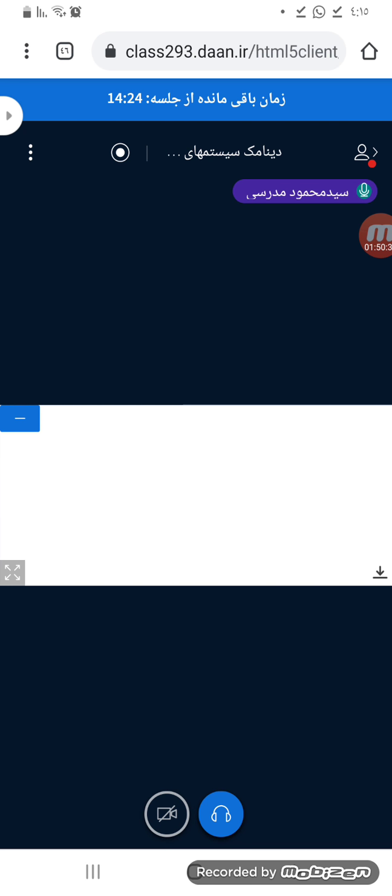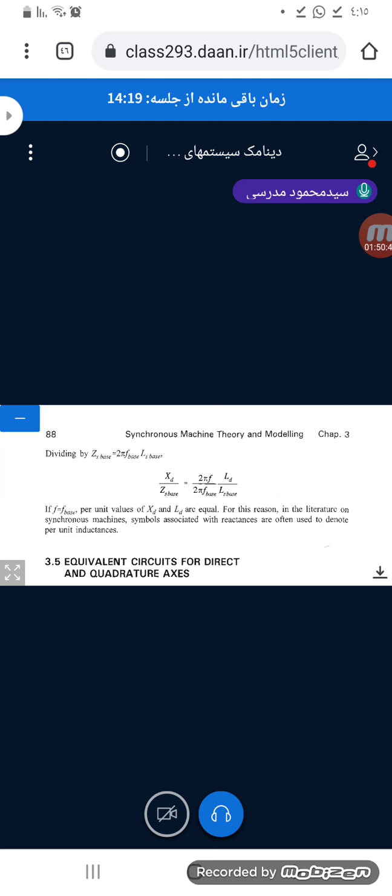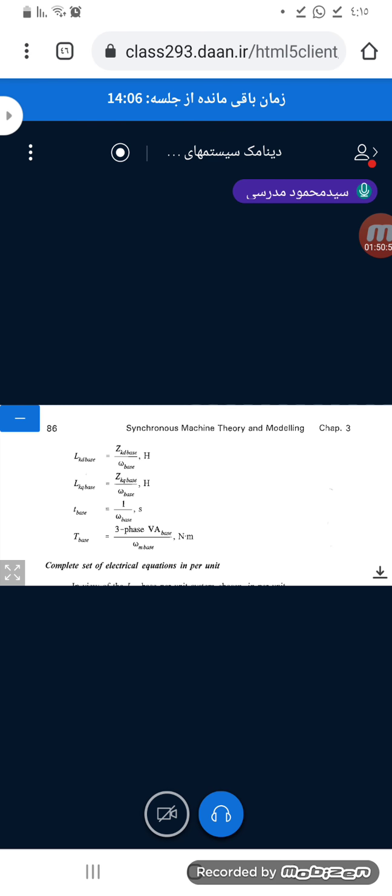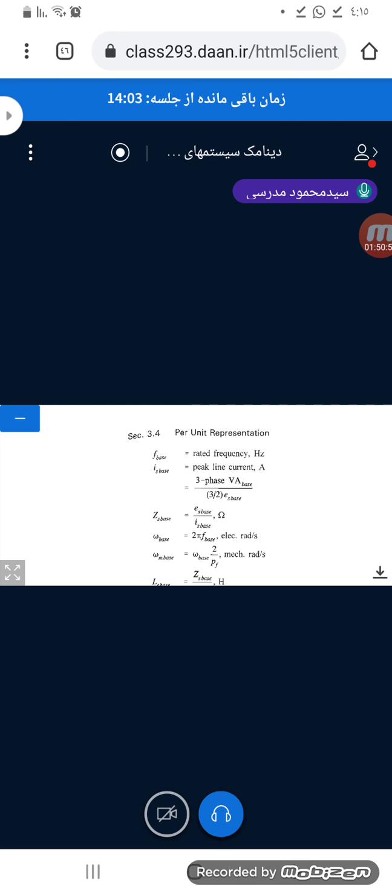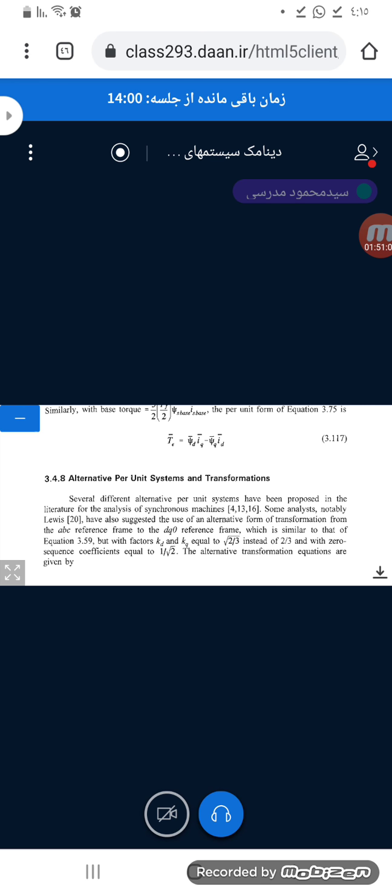It's set to until this slide, until equivalent circuit for direct and quadrature axis. Okay, you see this. I read for you about alternative per unit system and transformation.